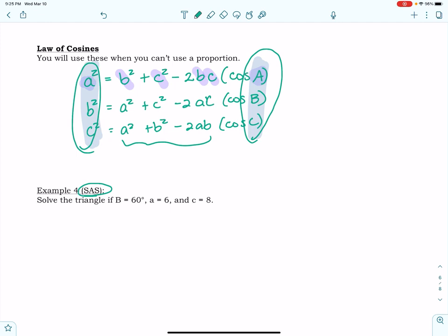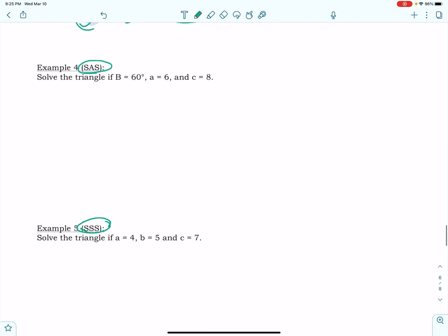Okay, so this first example says to solve the triangle if angle B is 60, side A is 6, and side C is 8. So the first thing I'm going to do is just get a visual here. So I'm going to draw this out. And again, just like with the other problems, it does not have to be perfect. So A, B, C, angle B is 60 degrees. Side A is 6, side C is 8.